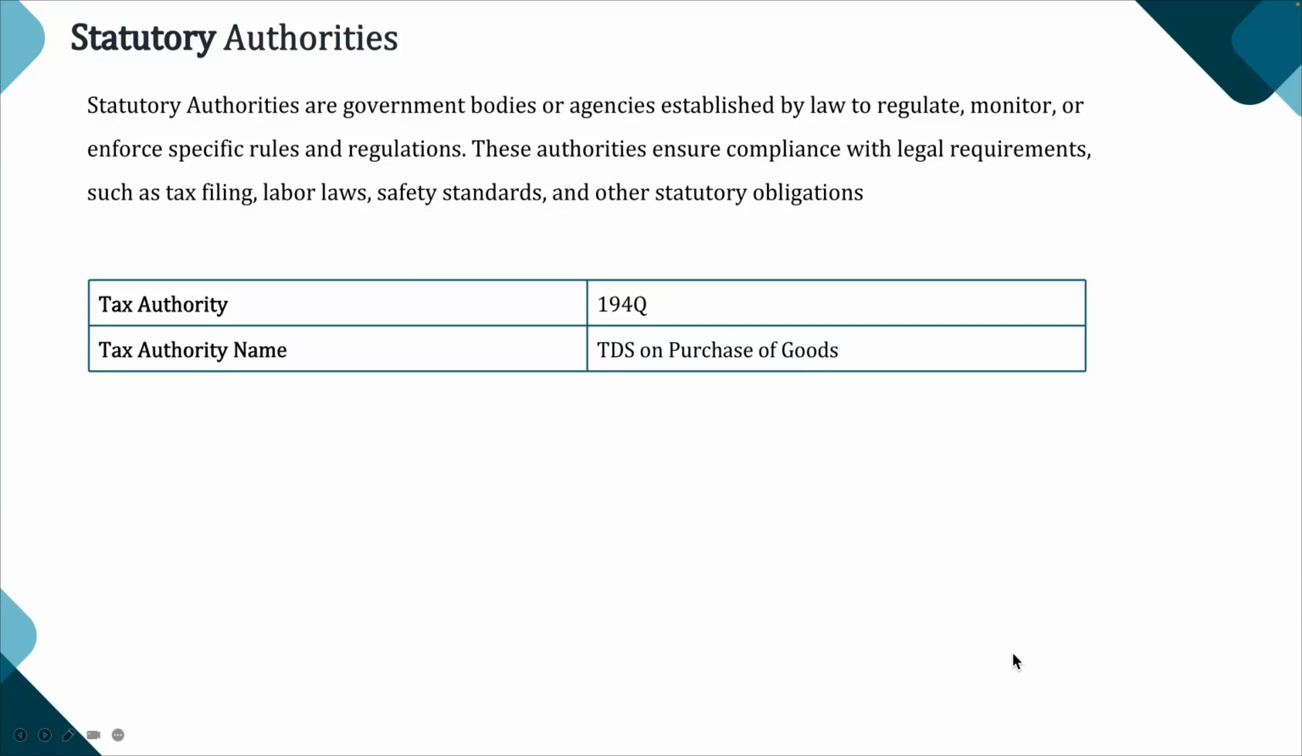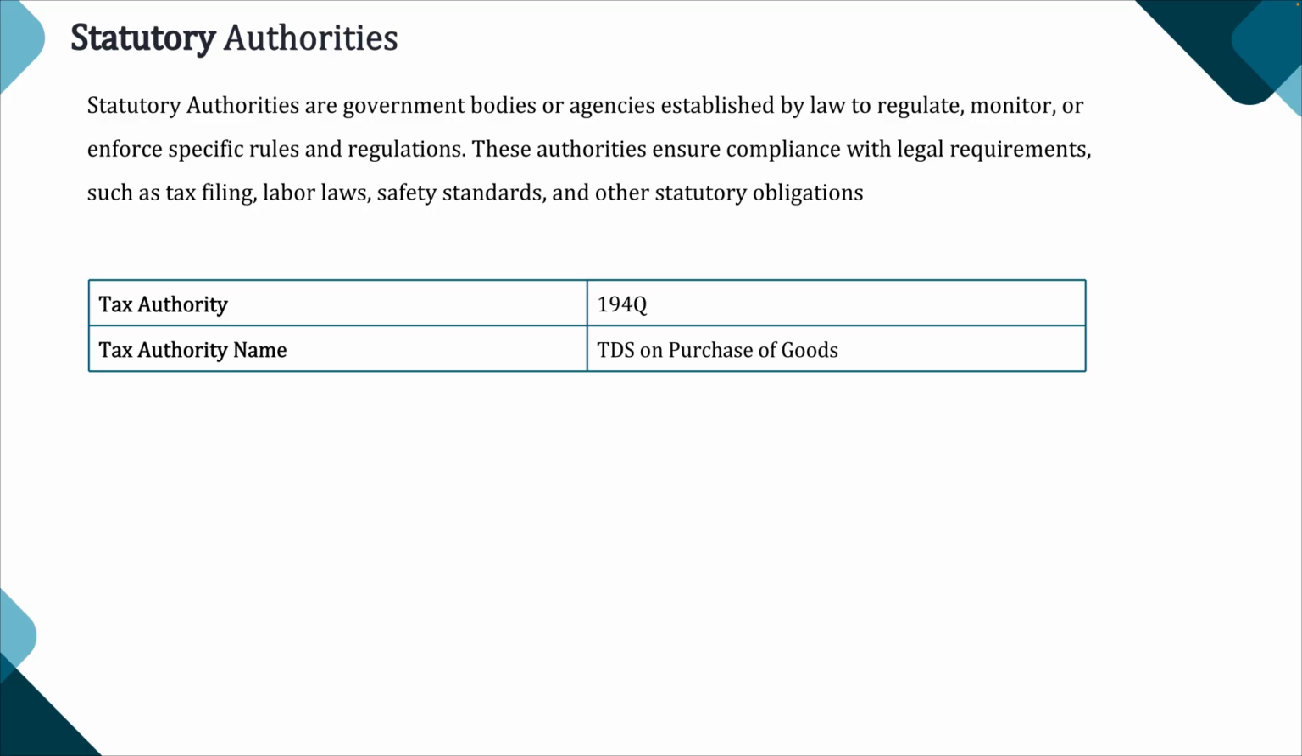Let us see in this video how to create statutory authorities. Statutory authorities are government bodies or agencies established by law to regulate, monitor, or enforce specific rules and regulations. These authorities ensure compliance with legal requirements such as tax filing, labor laws, safety standards, and other statutory obligations.